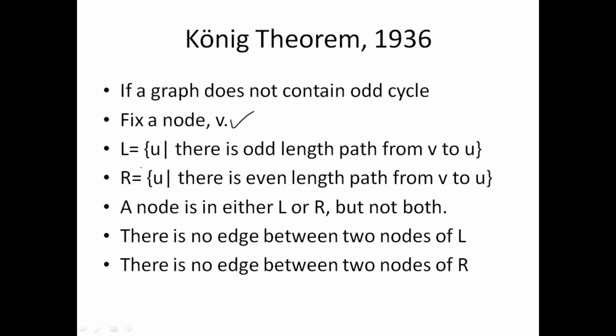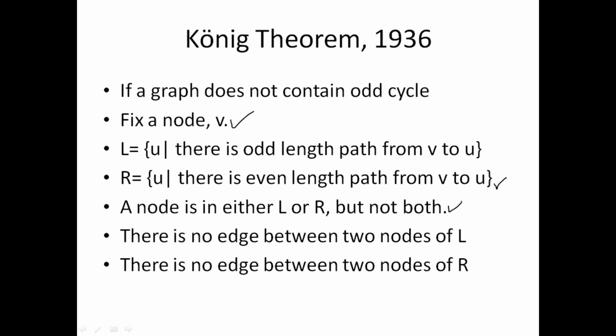So now let's define L as the collection of all vertices such that there is an odd length path from V to U. Whatever, you look at all the paths of odd length and the endpoints you collect in L. R is the collection of all nodes such that there is an even length path from V to U. Okay. So now I want to claim that if you give me any vertex U, it should be either in L or in R. It cannot be in both.